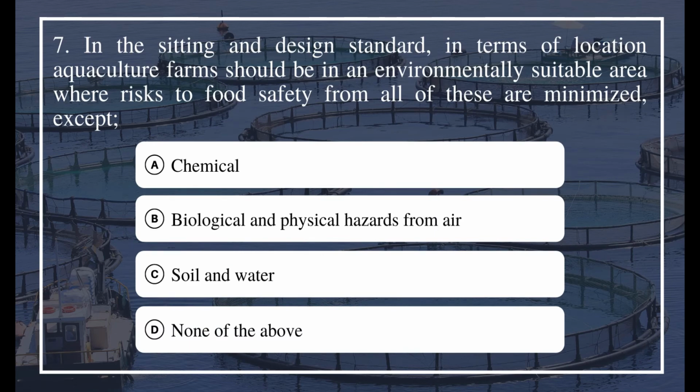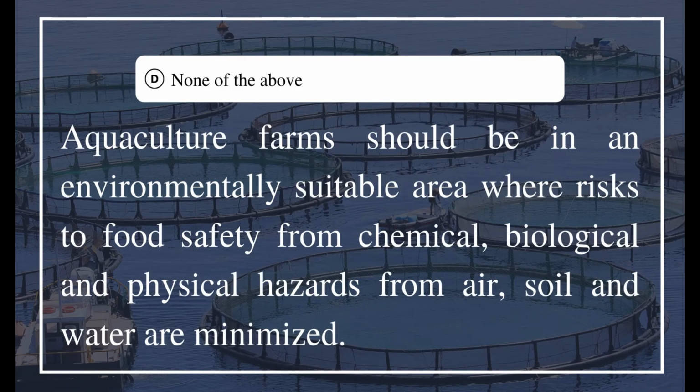7. In the Siting and Design Standard, in terms of location, aquaculture farms should be in an environmentally suitable area where risks to food safety from all of these are minimized, except A. Chemical. B. Biological and physical hazards from air. C. Soil and water. D. None of the above. The answer is D. None of the above.